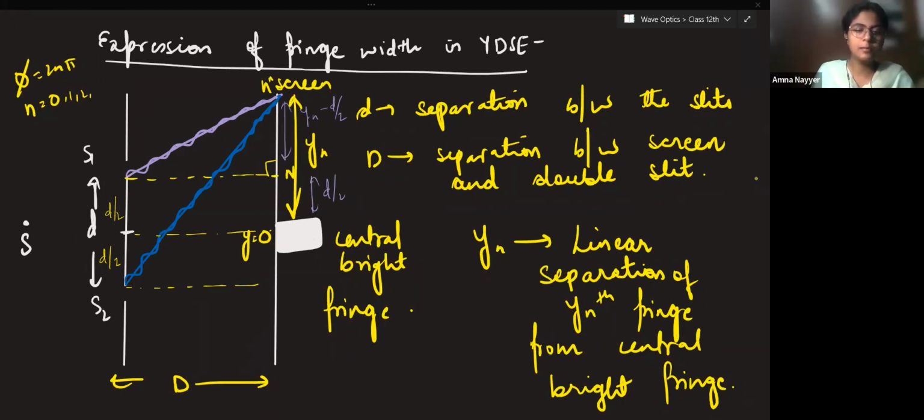Now let's say this point is some point M. Now, again, in this triangle, if you observe, the same thing will occur. Hypotenuse is there, perpendicular is there. Now see here, this will not be y1, yn minus d by 2. This part was d by 2.